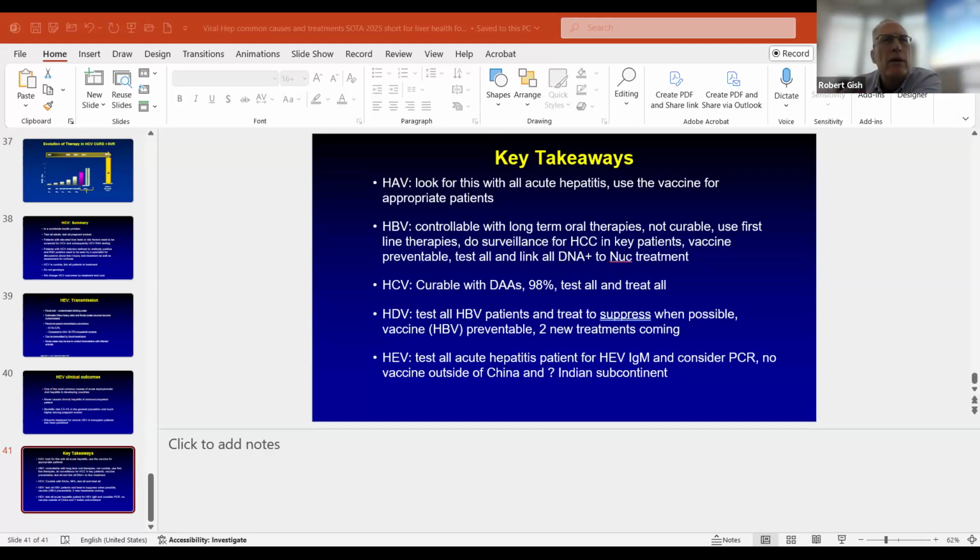Say that again? There's no risk of reactivation at any point because it's clear, they're negative. Nobody reactivates hepatitis C. Simple rule.